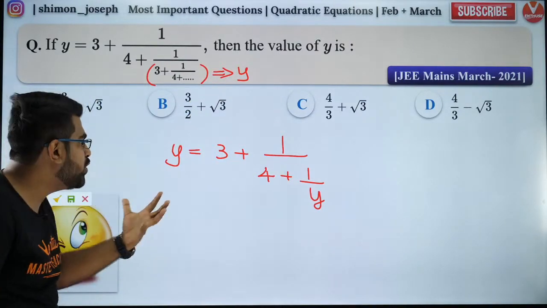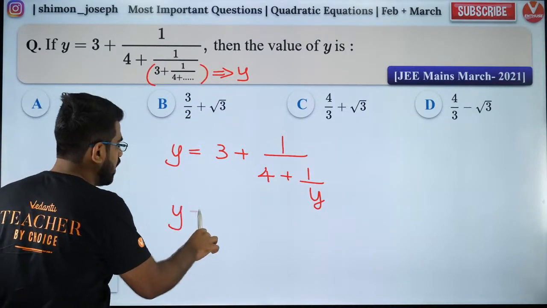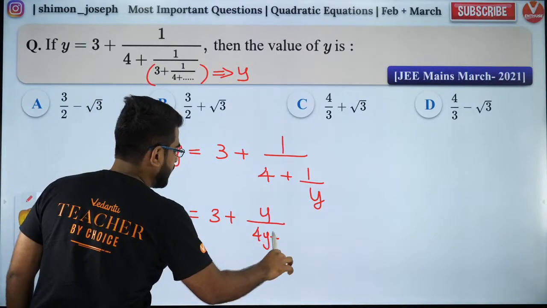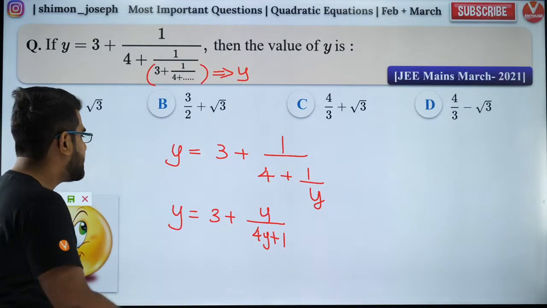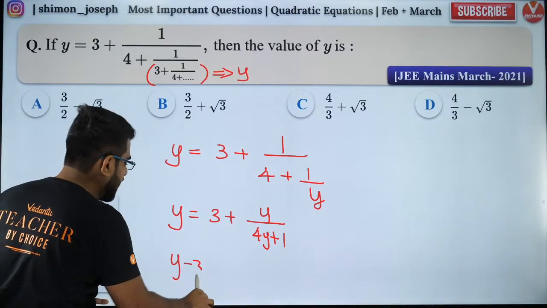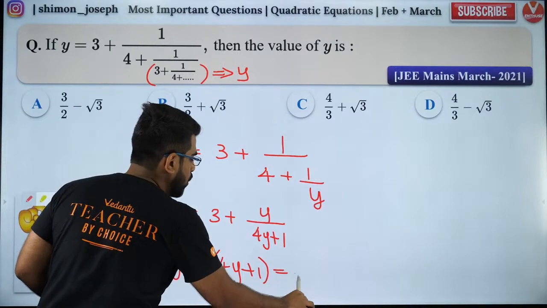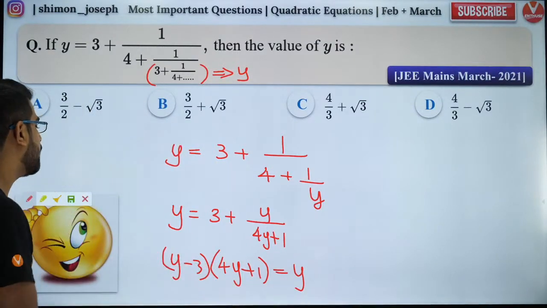That's it. Now you solve it like a normal question. y is equal to 3 plus y by 4y plus 1. Got it? Now you bring 3 to the other side and then multiply by 4y plus 1 and then equate it to y. Then solve it like a normal quadratic.